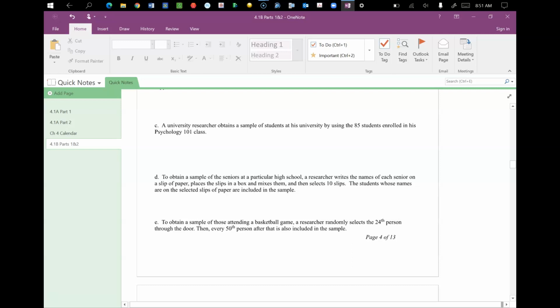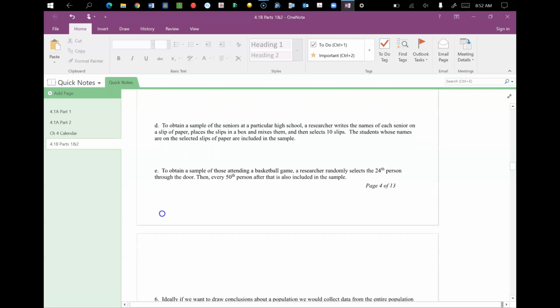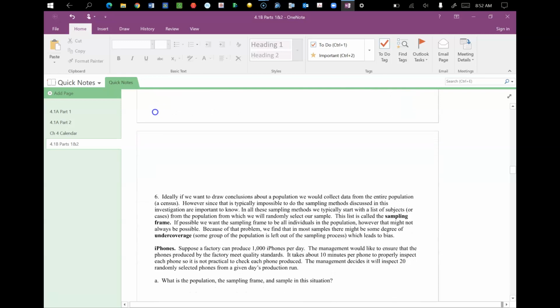So before the process starts, you could argue that every person has an equal chance of being selected, but not every group of whatever sample size is being selected has an equal chance of being selected. Once the first person is selected, then the next person is going to be the 50th person after that, and then the 50th person after that, and so on and so forth. So a group that would consist of 2 people in a row through the door has 0 chance of being selected. Letter E is an example of a systematic random sample.